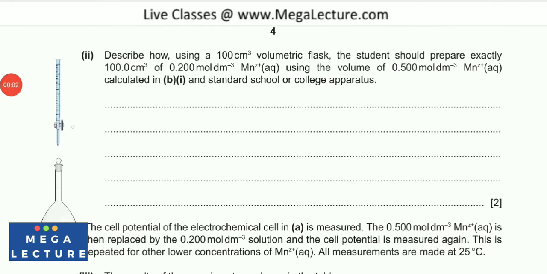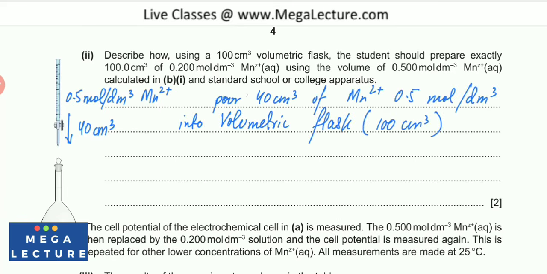Now, here's your basic apparatus. There's going to be a burette, and you're going to add the 0.5 mole per dm cube Mn2+, which is your original solution, in the burette, and measure exactly 40 cm cube. A burette is very accurate. So that's the first thing you're going to do. You're going to pour 40 cm cube of the 0.5 mole per dm cube Mn2+ original solution into a volumetric flask. Remember, a volumetric flask has only one marking.